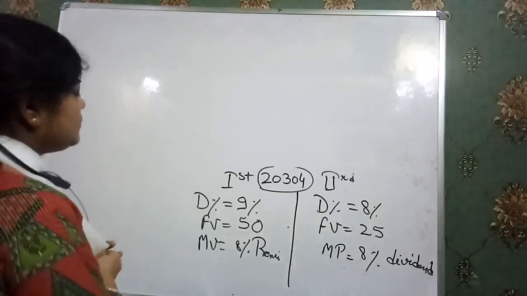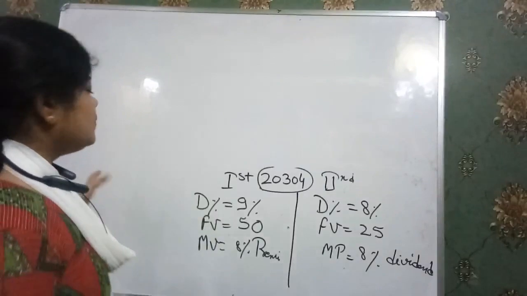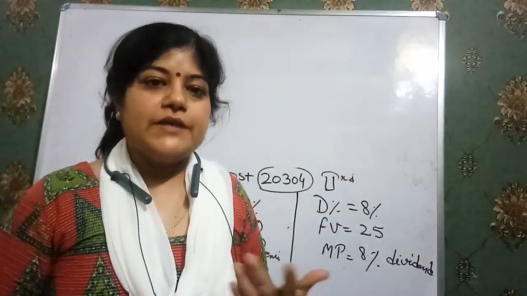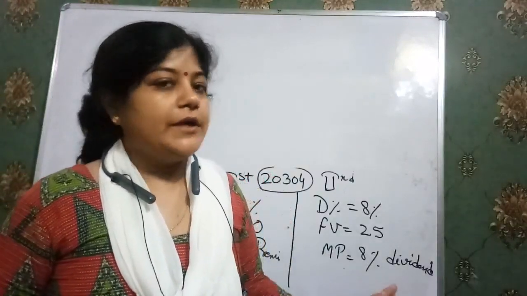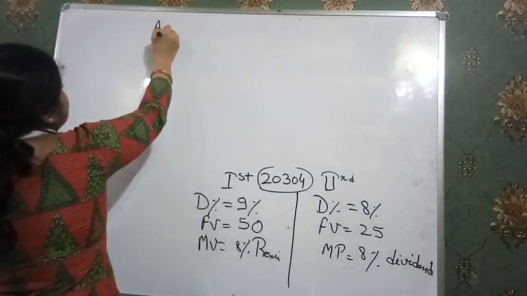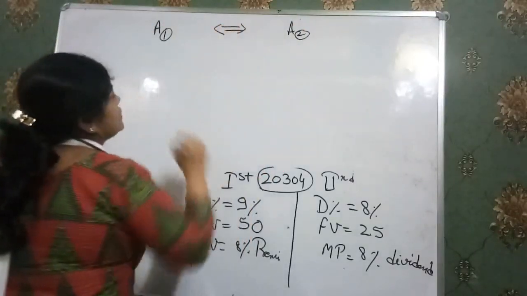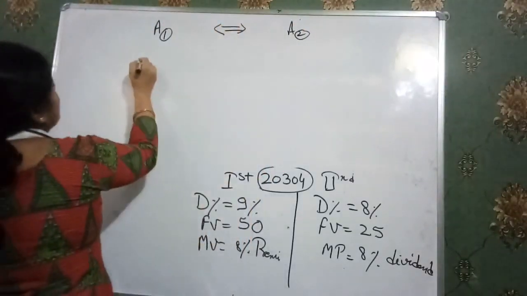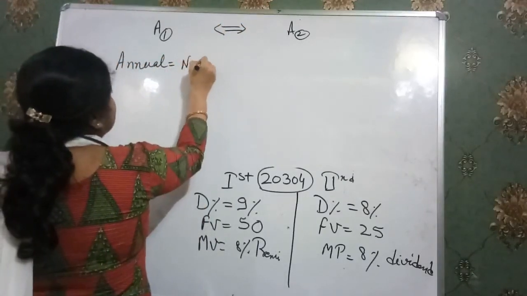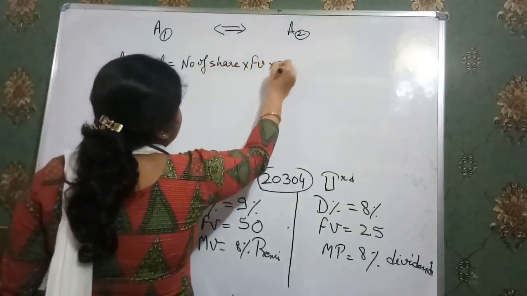Now just watch how we solve it. We have to find the annual dividend which the shareholder received from the company, and it is equal in both the cases. That means annual dividend from one company and annual dividend from the second company are equal to each other. Now the formula for annual dividend is what? Number of shares into face value into dividend percent.